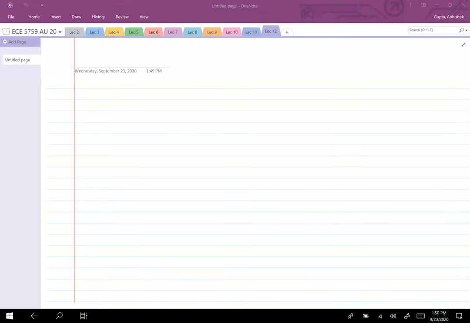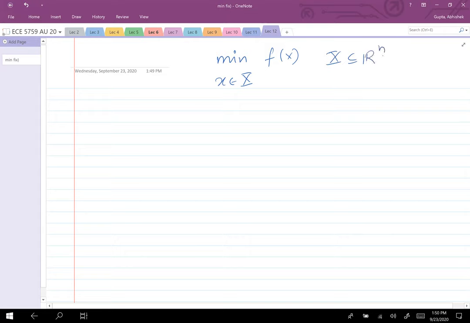The goal for today's class is to learn about optimizing over convex sets, or coming up with algorithms that optimize functions over a convex set. So let me recall that we are trying to solve a problem where I want to minimize the function f of x over a convex set, x in R^n, a convex set.